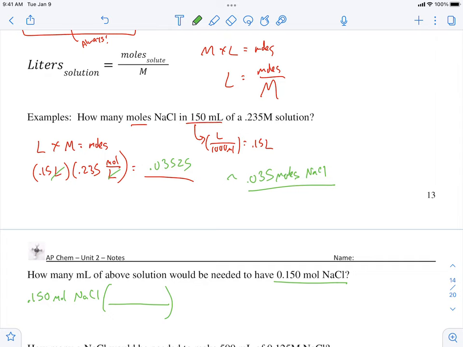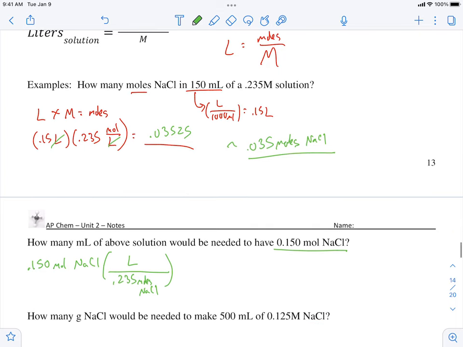Use the molarity as a ratio. If the concentration was 0.235, that means for every liter, there's 0.235 moles of NaCl. So we are, in fact, dividing by the molarity. Okay, this process here is the exact same as doing this, right? It's just written out dimensional analysis style. And then you can see, all right, well, my moles of NaCl cancel. And so the answer is going to be in liters.